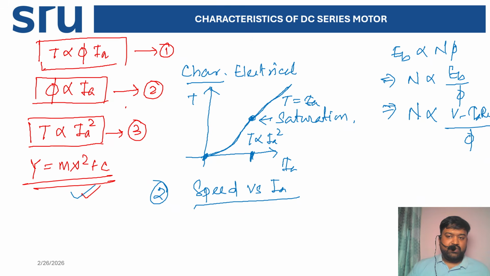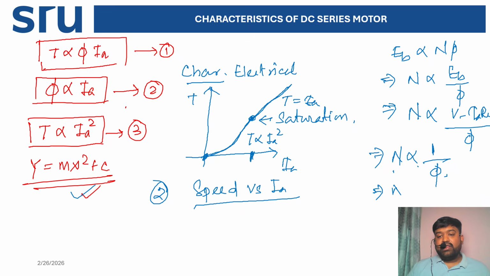Okay, but what will happen when we think about this? Suppose V is constant, or V minus Ia Ra is constant, then what will happen? Because we are only focusing on the speed and the current, the speed is directly proportional to 1 by Ia, because the flux is directly proportional to the current, so N is inversely proportional to Ia.